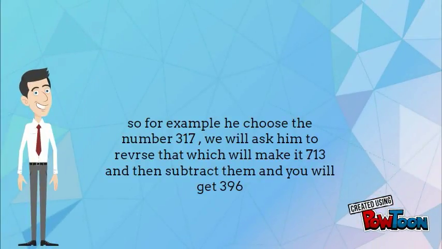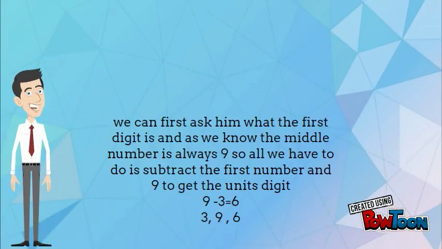So for example, he chooses 317. We will ask him to reverse that, which will make it 713, and then subtract them, which will get us 396. We can first ask him what the first digit is, and we know the middle number is always 9, so all we have to do is subtract the first number from 9 to get the units digit. 396 is the answer.